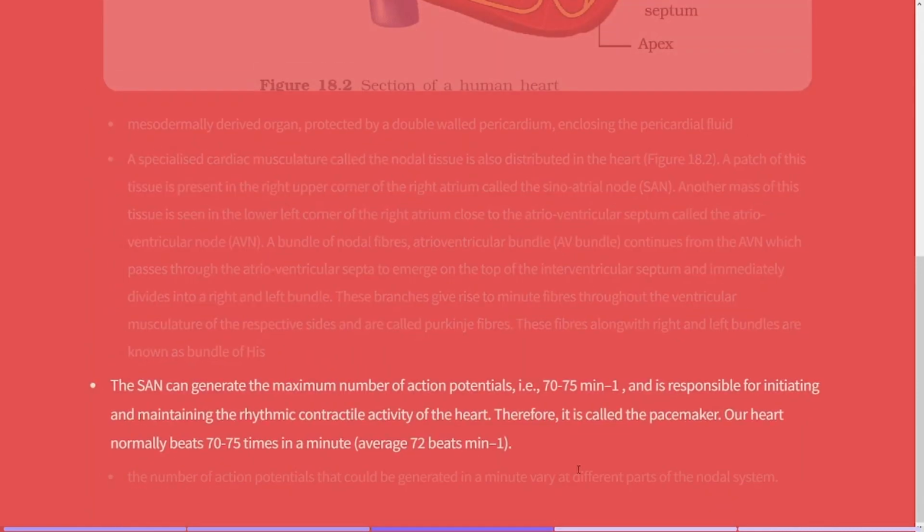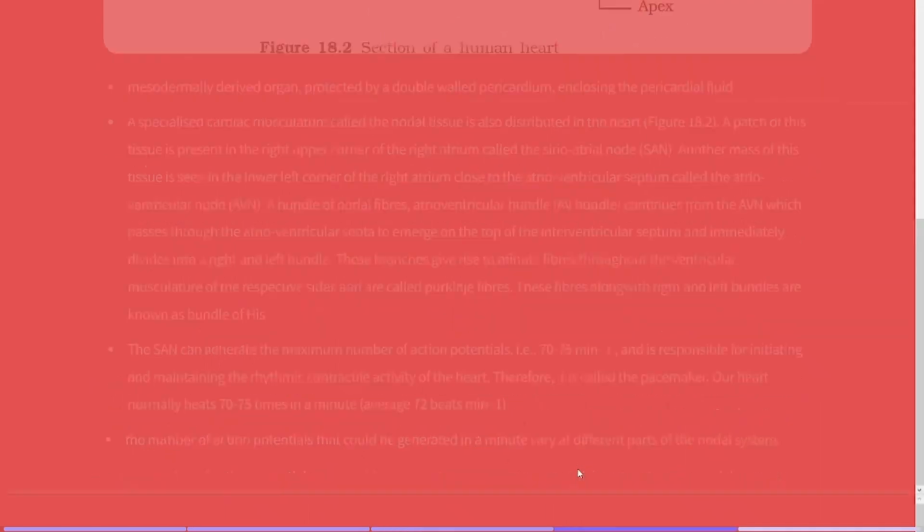Next, as we have seen, the SA node can generate the maximum number of action potentials, 70 to 75 per minute. These action potentials can differ at different points of the nodal system. So the SA node is called the natural pacemaker of the heart, and our heart normally beats 70 to 75 times in a minute, which averages to around 72 beats per minute.